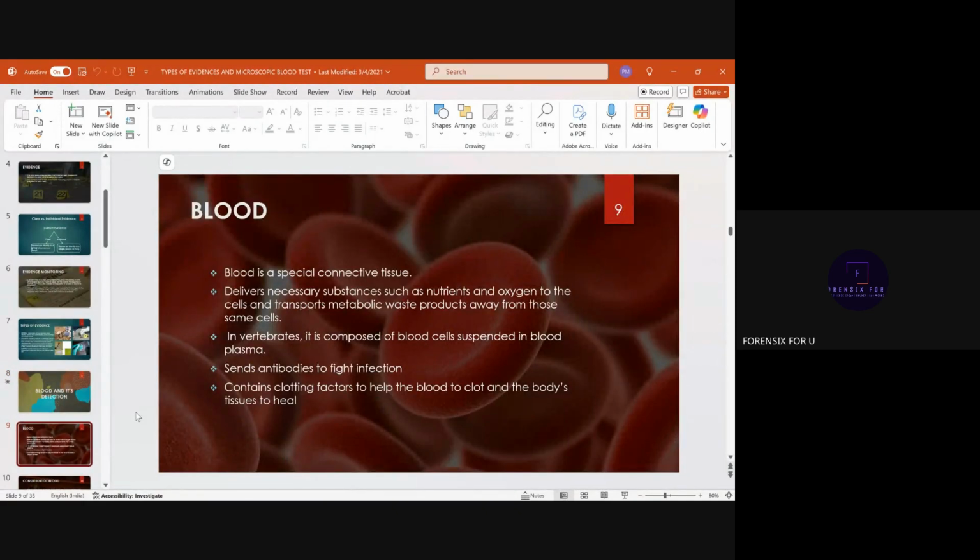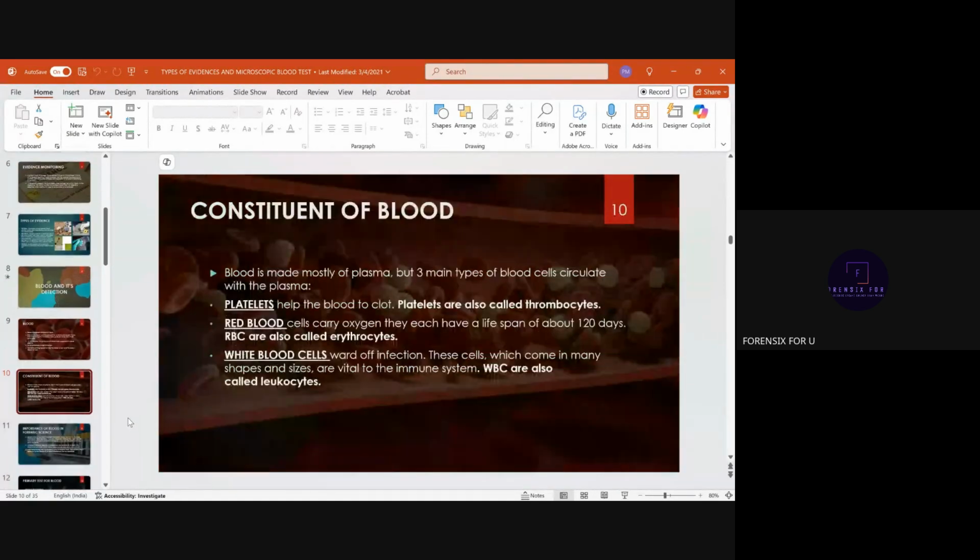The most important biological evidence is blood. It is a very special connective tissue, and in vertebrates, it is composed of blood cells suspended in blood plasma. It sends antibodies and fights infection and contains clotting factors and other stuff that is there in blood. So we have platelets, we have RBCs, which have hemoglobin and carry oxygen to the body. And we have the white blood cells that fight the infection. These are also the leukocytes.